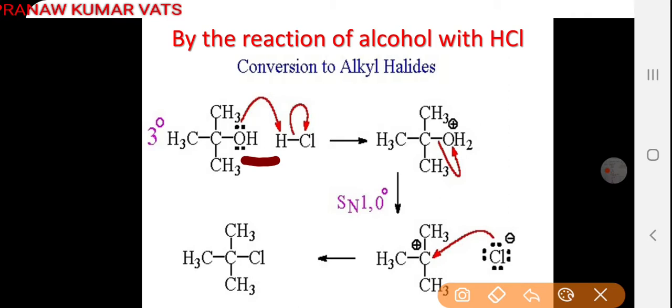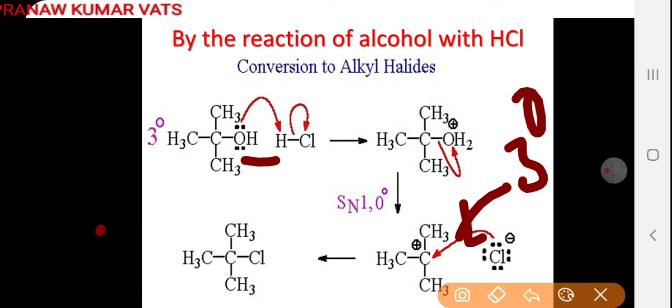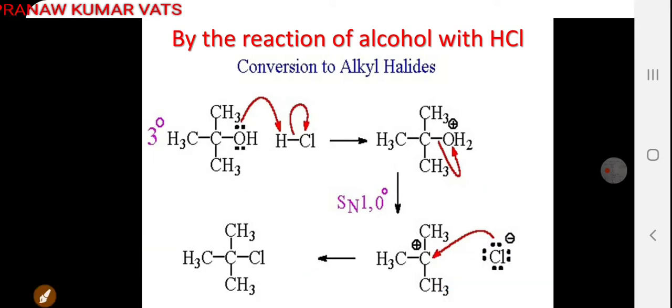When the protonation of this alcoholic group takes place, oxygen will acquire positive charge, and again positive charge is highly unstable on oxygen atom, so there will be breaking of this CO bond. You can see here breaking of CO bond takes place and results in formation of 3-degree carbocation. This one is our 3-degree carbocation, and 3-degree carbocation is highly stable. On this carbocation, the Cl- nucleophile generated by the heterolytic bond dissociation of HCl attacks the carbocation, resulting in formation of 3-degree alkyl halide.